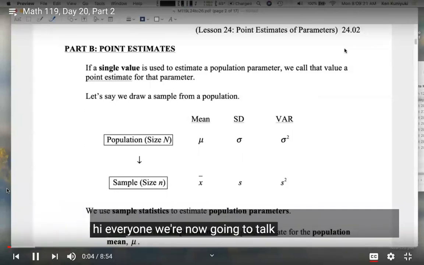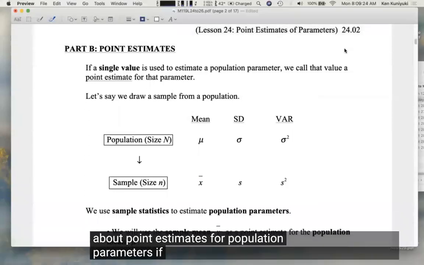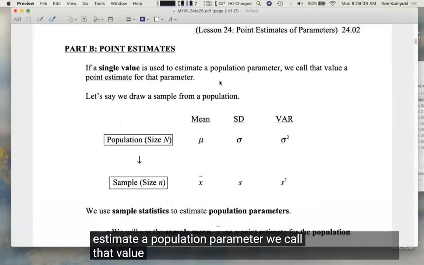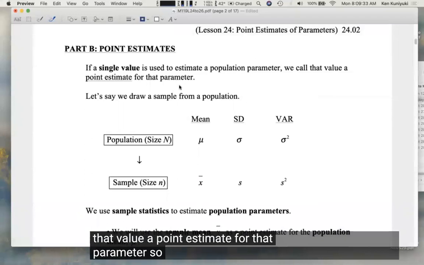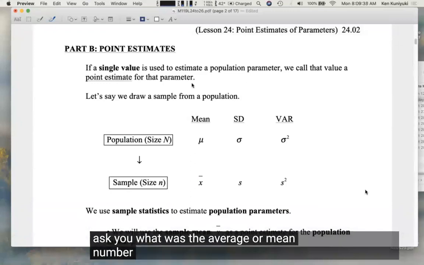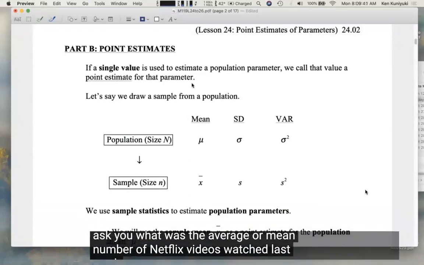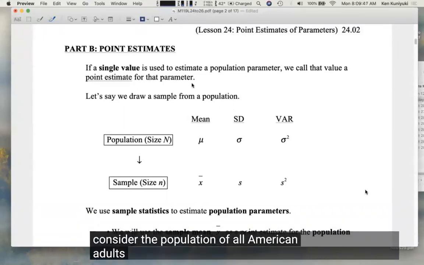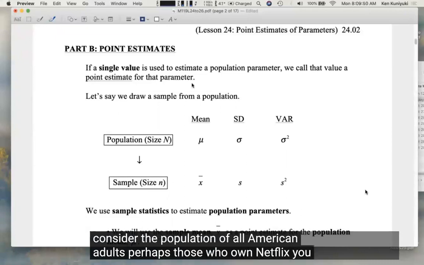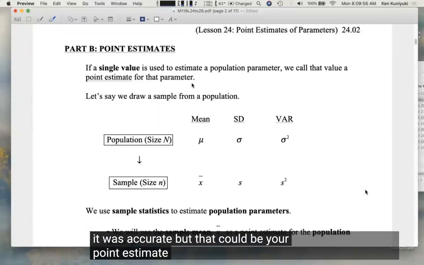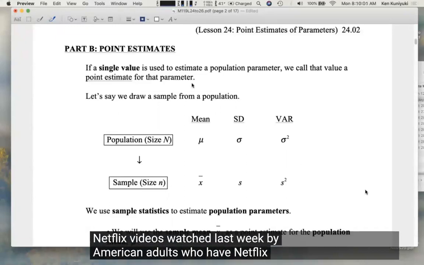Everyone, we're now going to talk about point estimates for population parameters. If a single value is used to estimate a population parameter, we call that value a point estimate for that parameter. So for example, if I were to ask you, what was the average or mean number of Netflix videos watched last week by an American adult, if you consider the population of all American adults, perhaps those who own Netflix? You might say 100 videos. I didn't say it was accurate, but that could be your point estimate for the mean number of Netflix videos watched last week by American adults who have Netflix.